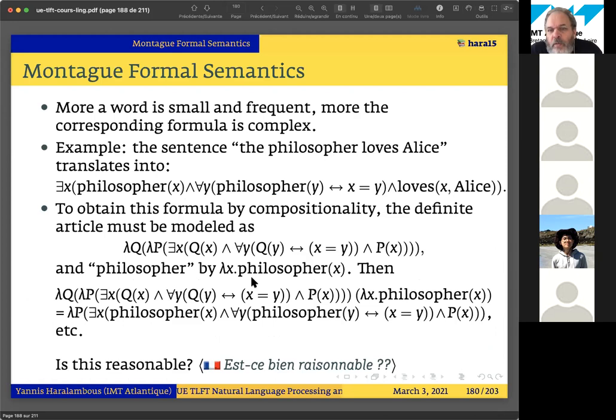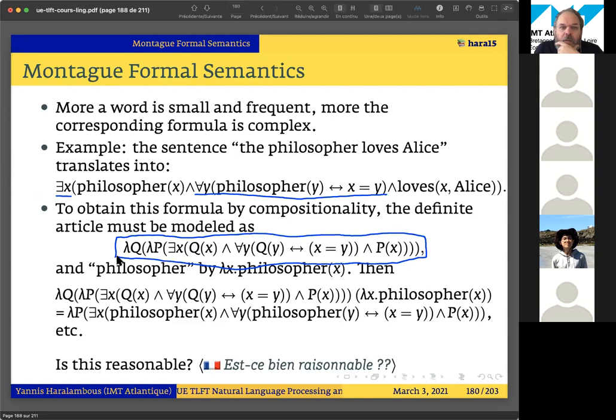One of the epiphenomena of Montague formal semantics is the fact that the smaller and more frequent a word is, the more complex the corresponding formula will be. So here's an example. If I take the sentence, the philosopher loves Alice, not only have philosopher loves Alice, but the philosopher, so it's a unique philosopher. So I need here an existential quantifier plus a uniqueness feature. And to obtain this formula, the definite article, the, has to be modeled like this. Okay, so you see this very long formula represents the definite article, the, or in French, le.